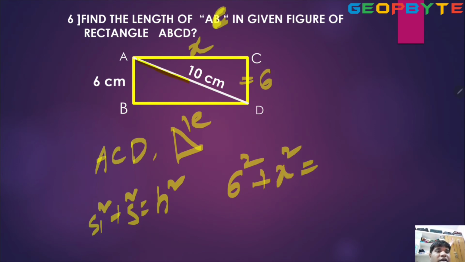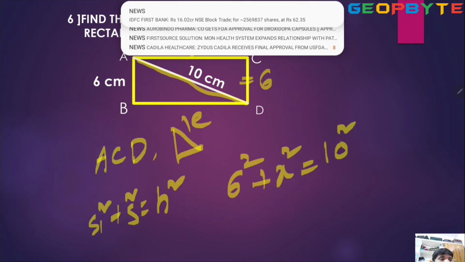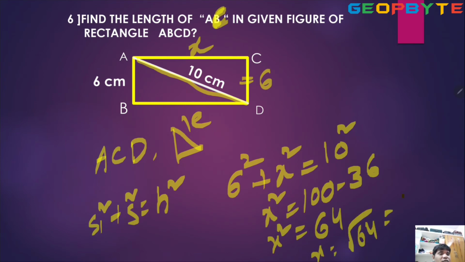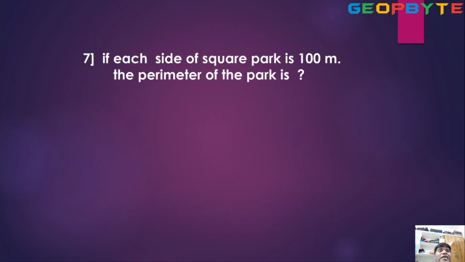Hypotenuse. What is the diagonal here? 10 square. X square is equal to 100 minus this 6 square, right? That is 36. What is the answer? 64. x square is 64, x is equal to root 64, that is 8, the answer. What is the answer? 8. Got it, children?